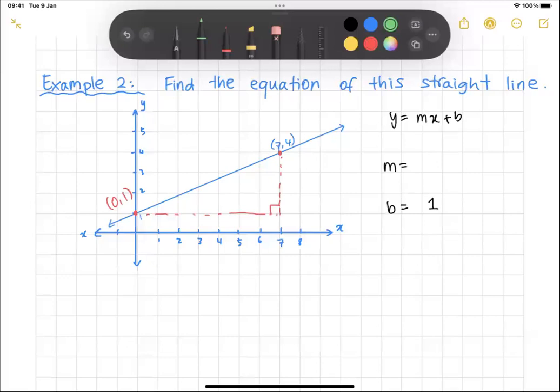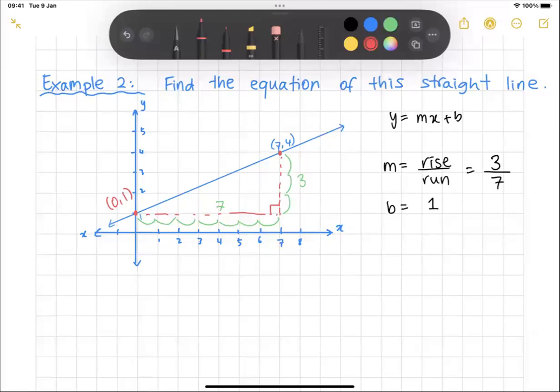And what I'm going to do next is I'm going to start off from my y-intercept, and I'm going to go across. So I'm going to go 1, 2, 3, 4, 5, 6, 7. So these are 7 units. And if I go up, it'll be 1, 2, 3 units. Now with my gradient, I normally use rise over run. My rise here would be 3. My run would be 7.